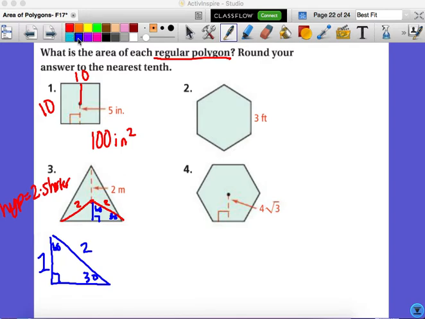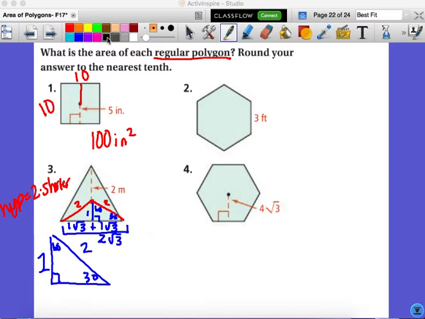So I've got a 1 here for that shorter leg, and I've got a 1 square root of 3 for the longer leg. But notice that that means we would have another one of those over here. So our total of that side is 2 square roots of 3.